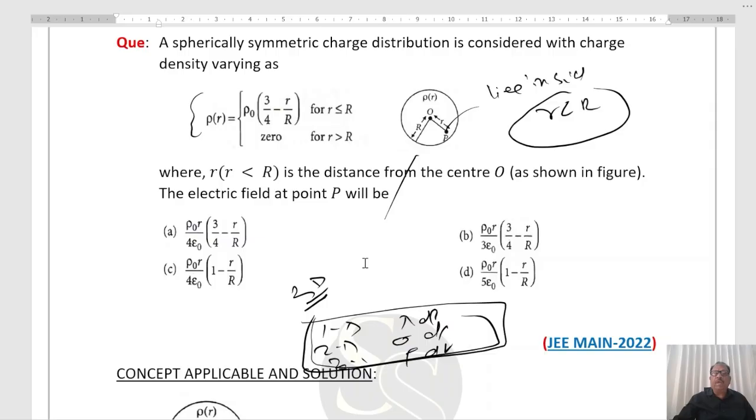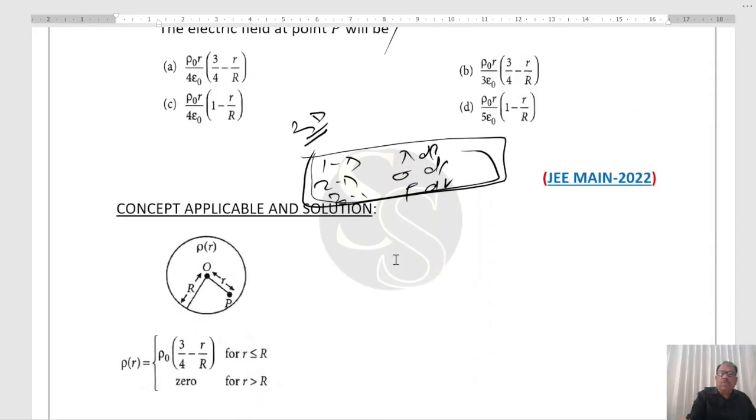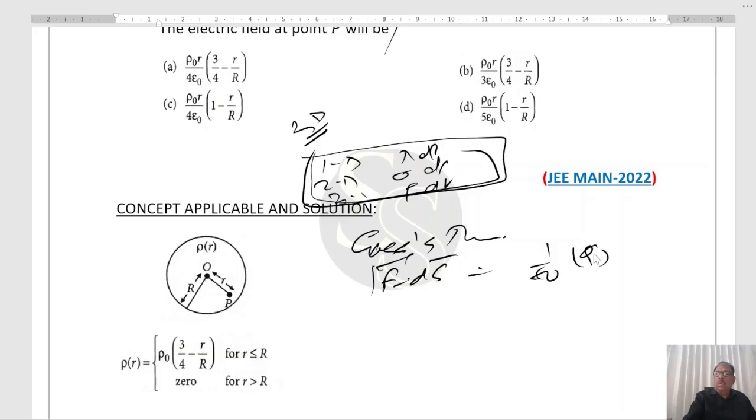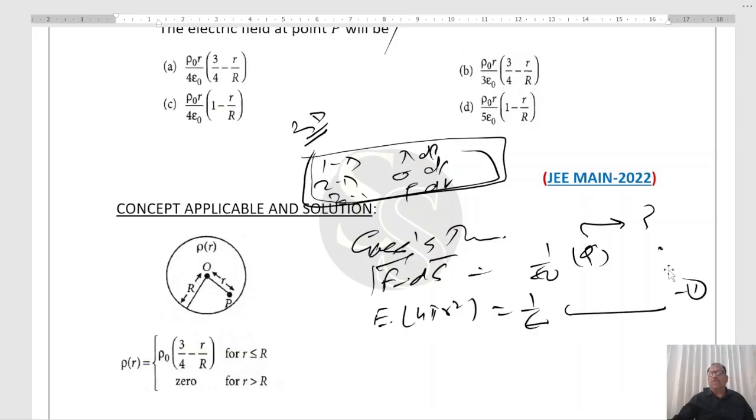Now, our purpose is to find the electric field. To find the electric field, we have to use Gauss's theorem: E dot ds will be equal to 1 over epsilon naught Q. The main purpose is to find Q. The electric field direction is outward and so is the area vector, so the angle is 0. So E into 4 pi r square equals 1 over epsilon naught Q. You have to put in the value, then that is the answer.